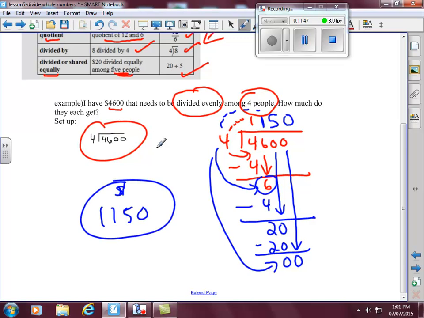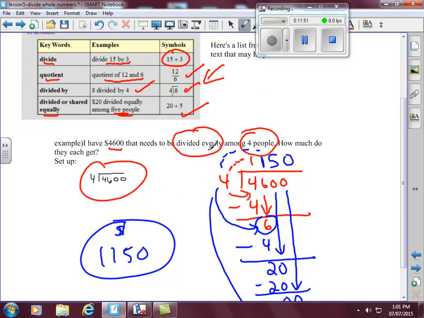Okay? So be on the lookout for those types of phrases and words when you're dealing with a word problem.